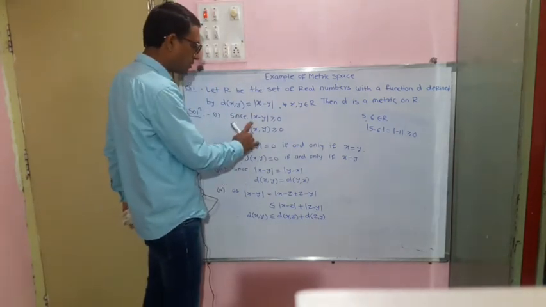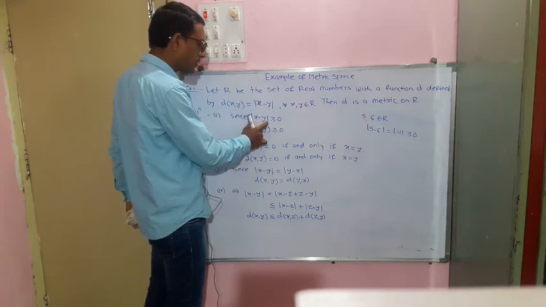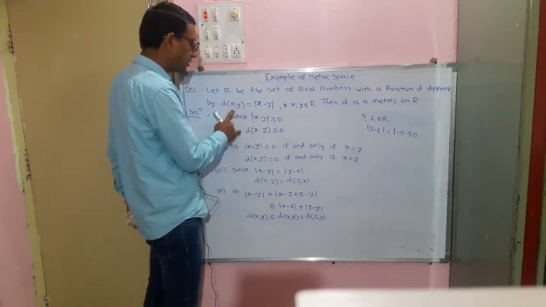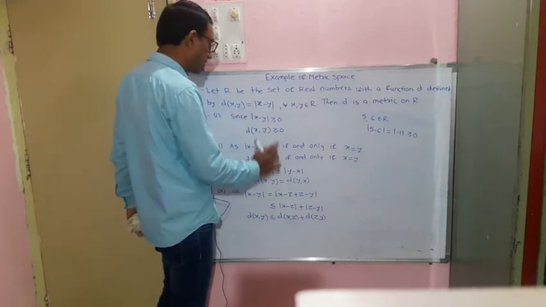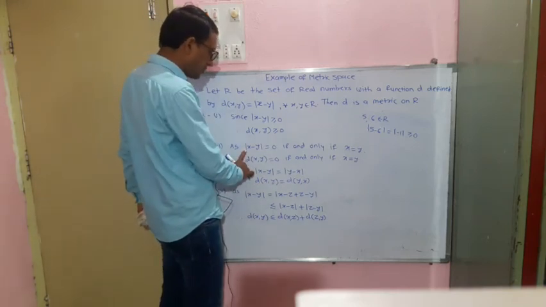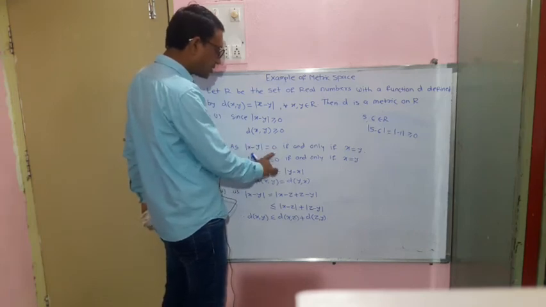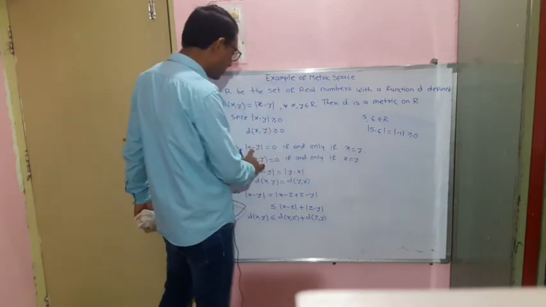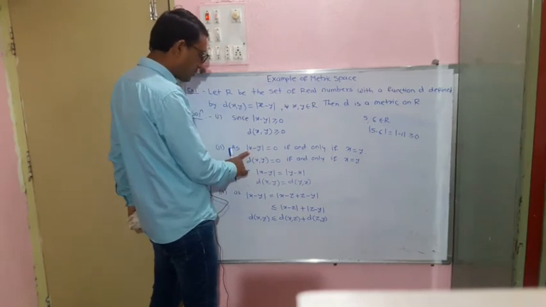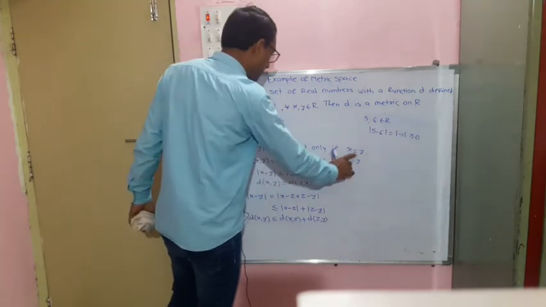So since the mod of the difference of any two real numbers is greater than or equal to 0, and this is nothing but our given function, therefore d of x,y is greater than or equal to 0. And the second condition is that mod of x minus y is equal to 0 for any two real numbers if and only if x is equal to y. If these two are equal, then their difference is 0 and the modulus is 0. This is nothing but our given metric, that is, d of x,y is equal to 0 if and only if x is equal to y.